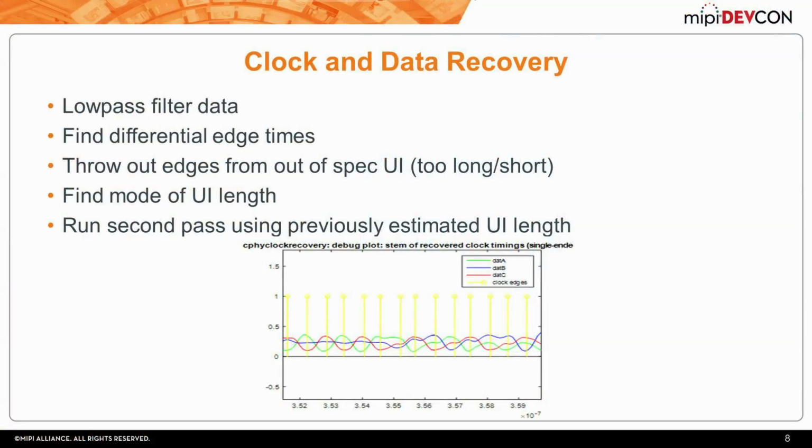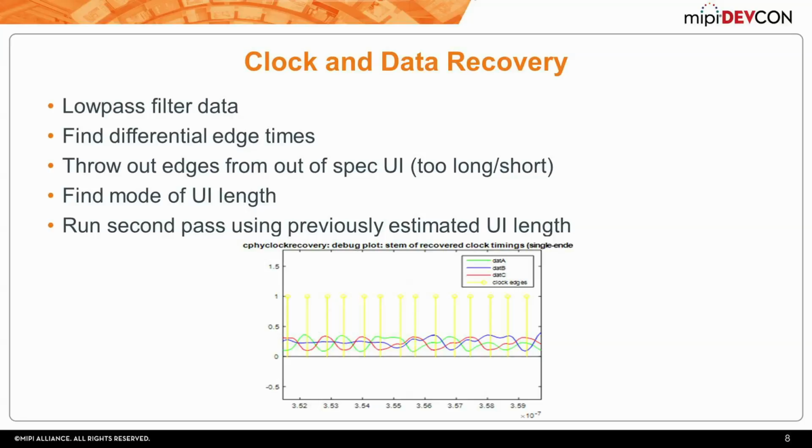So, like I said, in software it's a little bit different than in hardware for doing clock and data recovery. The first thing we do is low-pass filter the data. That gets rid of any noise, so if you're wobbling around a 0 crossing, you're not going to get a bunch of crossings in a short period of time.